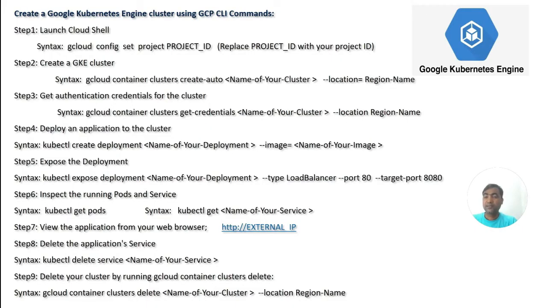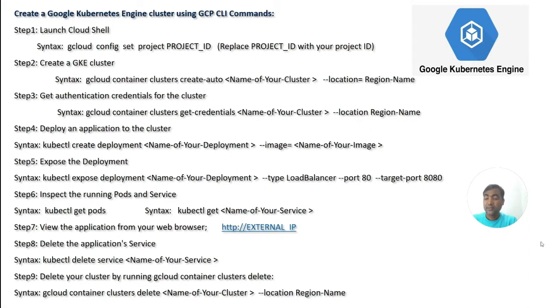In the next step, deploy an application to the GKE cluster. Now you have created a cluster and you can deploy a containerized application to it. This is the syntax. I'll show you in the lab a simple deployment inside the GKE cluster so that you can easily understand it, and how to expose the port number for your application.